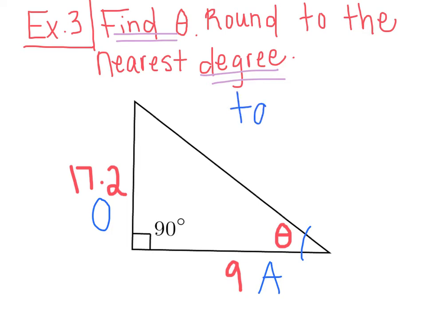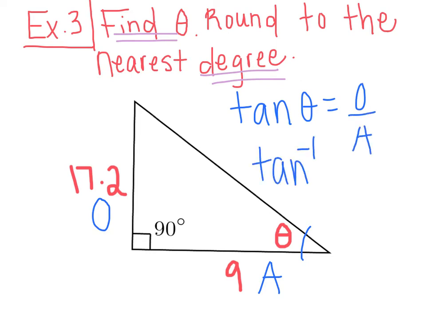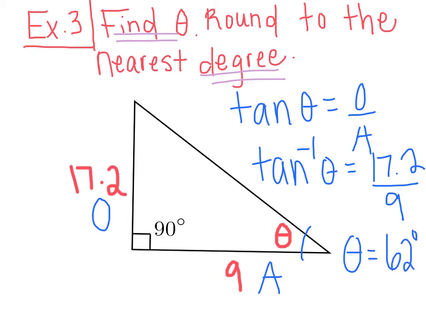So tan theta equals opposite over adjacent. But we have to do the inverse of that. That will be 17.2 over 9. So remember, we got to type it in the calculator, second tangent. So when we type in the calculator, we round to the nearest degree. So theta equals 62 degrees, and that is rounding to the nearest whole number.